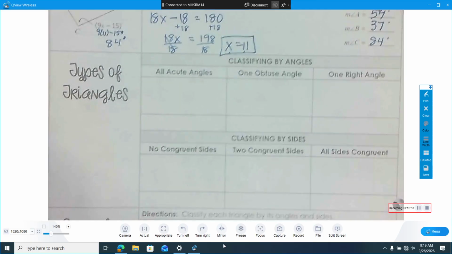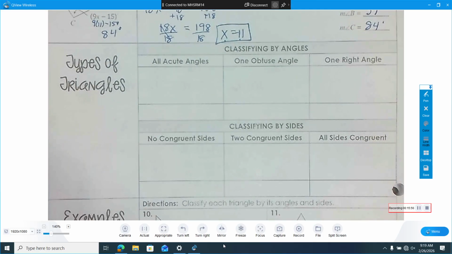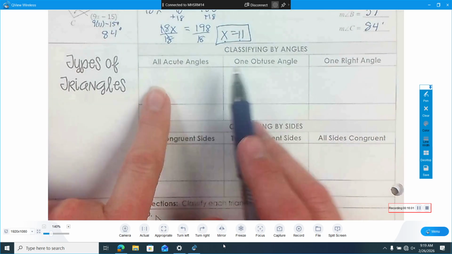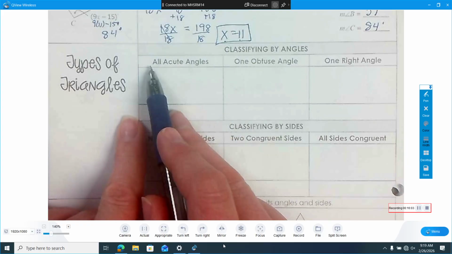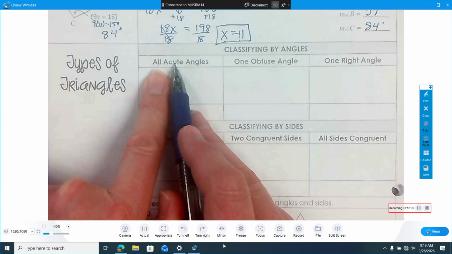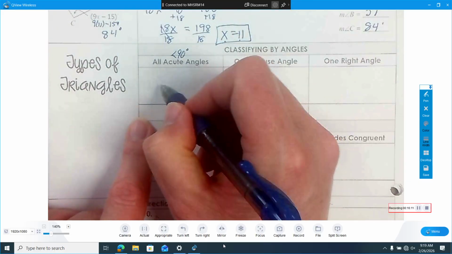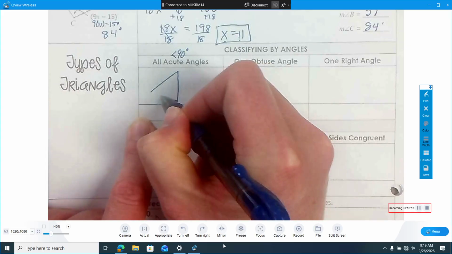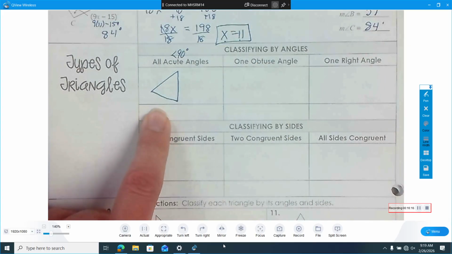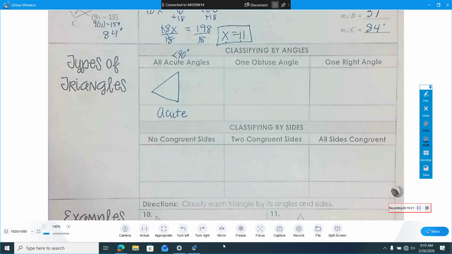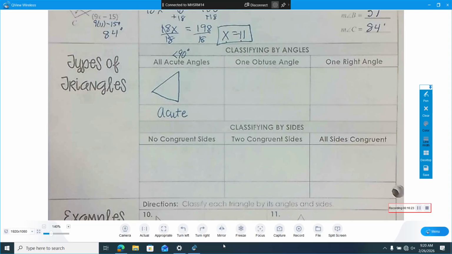So we also want to be able to classify triangles, different types of triangles, which again, you guys already know this. Classifying by angles. We can draw a triangle that has all acute angles. What does acute mean? Less than 90 degrees. Very good. So all 3 angles are small little angles. So something like this is an acute triangle. And we call it a cutie pie because all the angles are small little baby cuties. Just like this triangle right here is an example of an acute triangle.